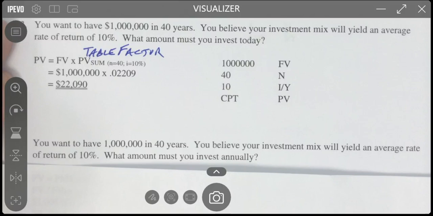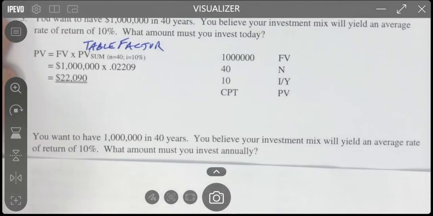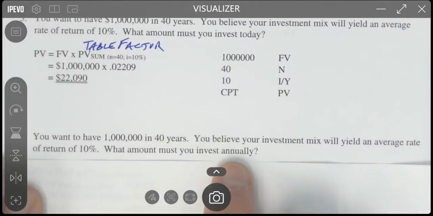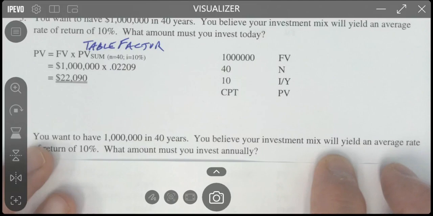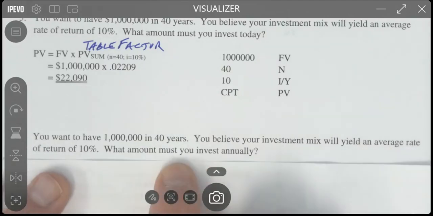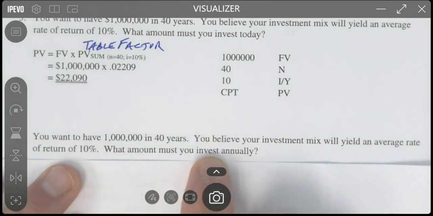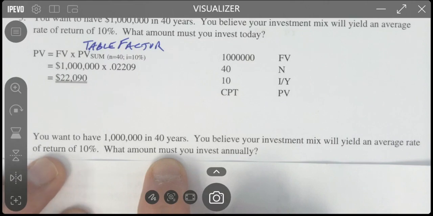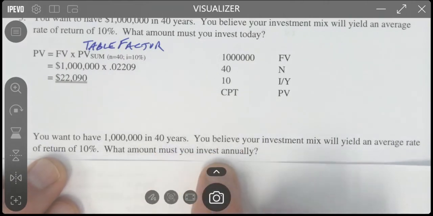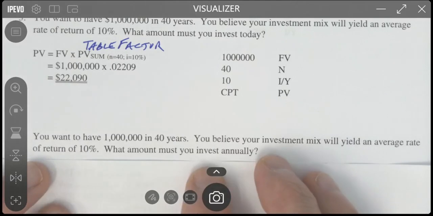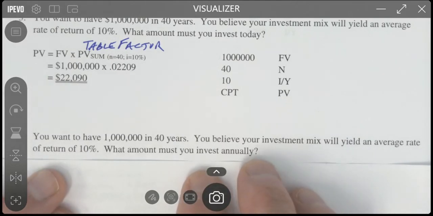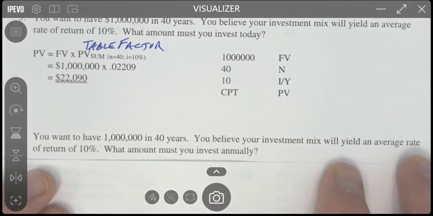Case number 4. You want to have $1 million in 40 years. You believe your investment mix will yield an average rate of 10%? What amount would you have to invest annually? So nothing down today, just an annual payment in. So think of this as like your IRA, your individual retirement account. Take it from me, it works.